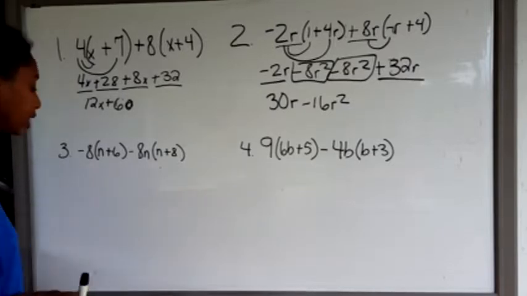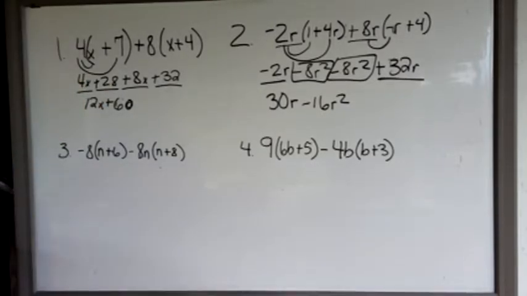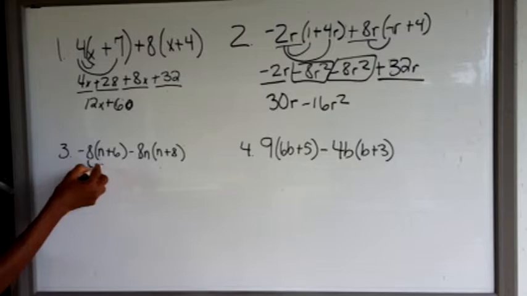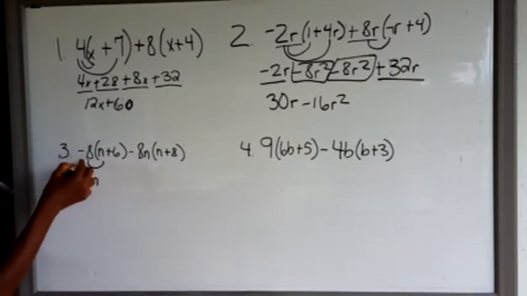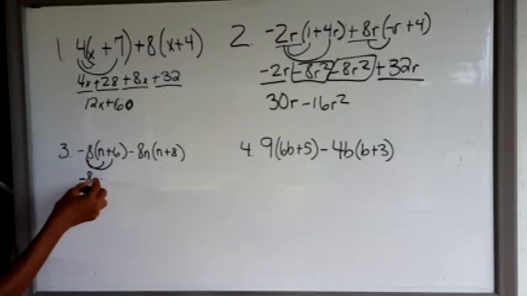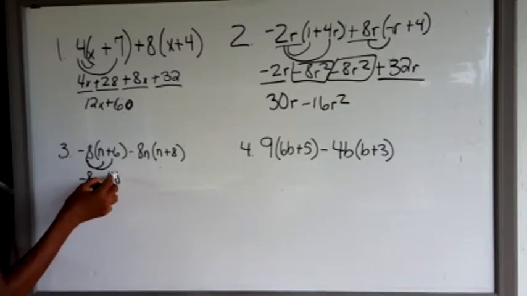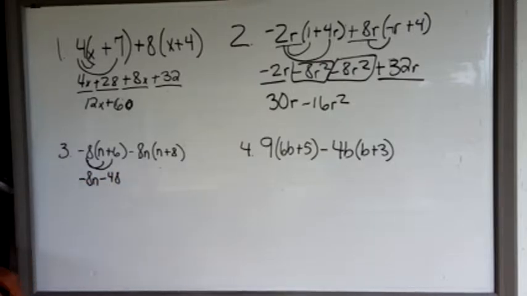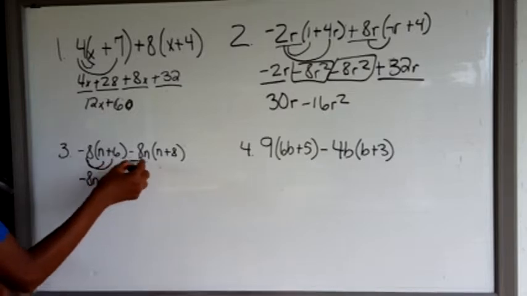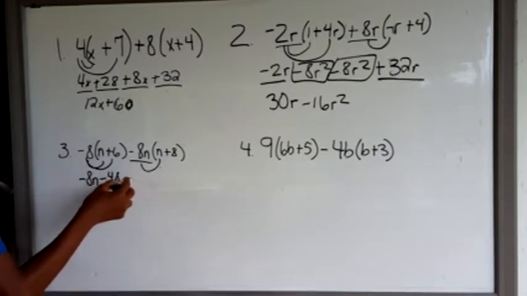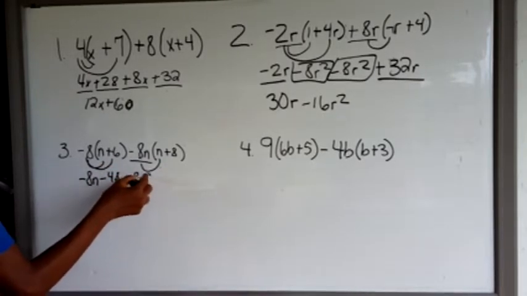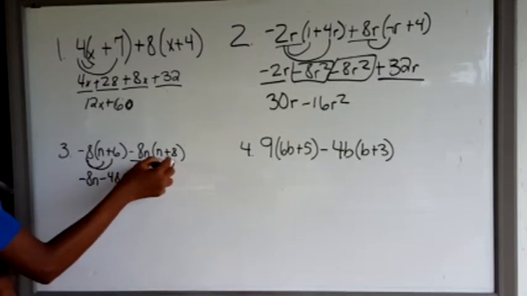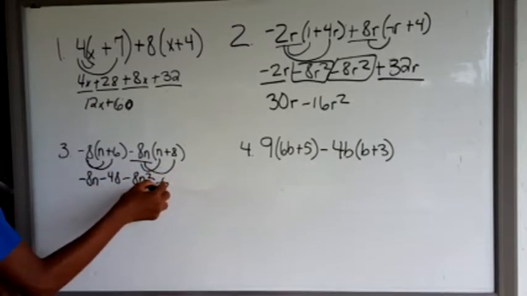Alright, so on to number 3. Negative 8 times n is negative 8n. And negative 8 times positive 6 is negative 48. Negative 8n times n is negative 8n squared. Negative 8n times 8 is negative 64n.